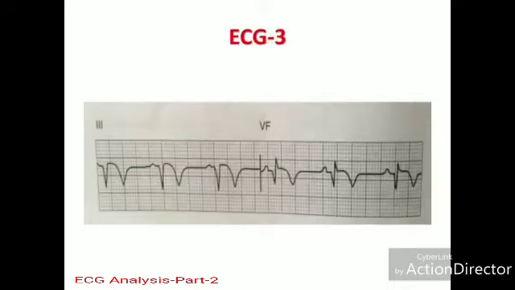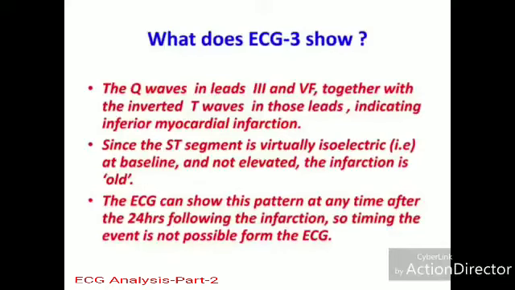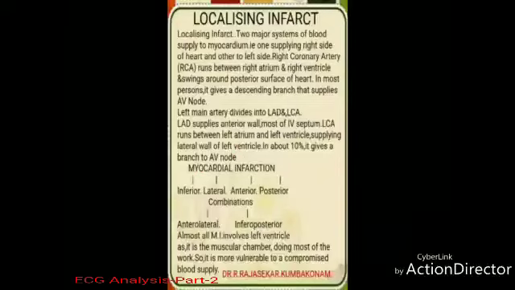The Q waves in lead 3 and AVF, together with the inverted T waves in these leads, indicate inferior myocardial infarction. Since the ST segment is virtually isoelectric, that is at baseline and not elevated, the infarction is old. The ECG can show this pattern at any time after the 24 hours following the infarction. So timing the event is not possible from this ECG. Let us see how to localize the infarct.